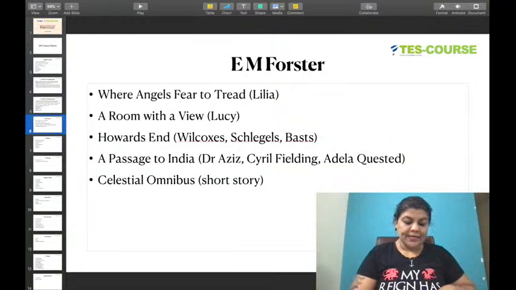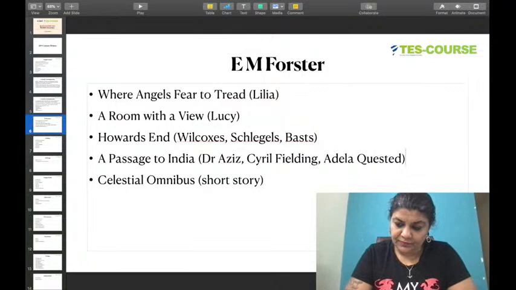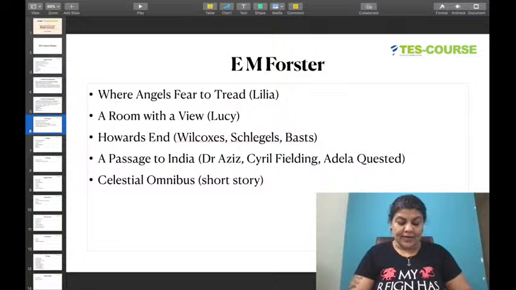Now, what are the three parts of A Passage to India? The three parts of A Passage to India are the Mosque, the Caves, and the Temple. Very good.